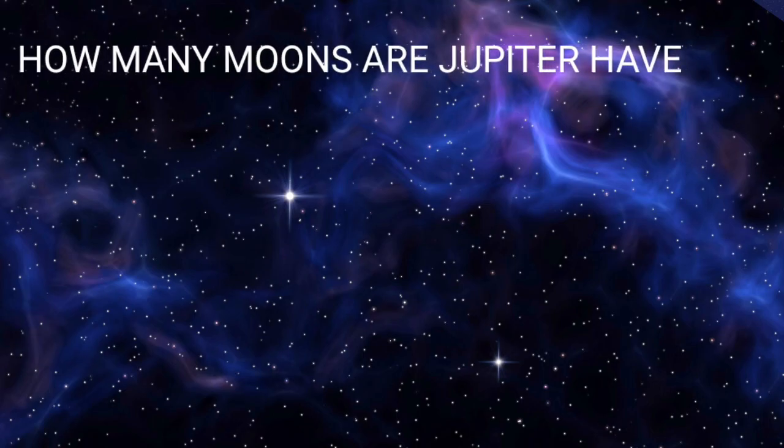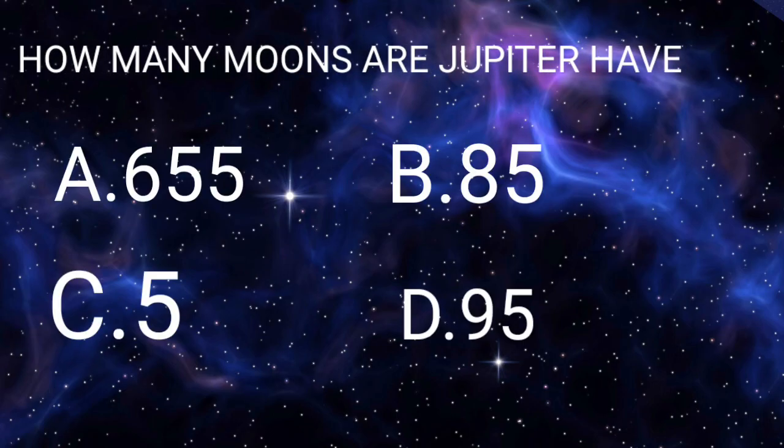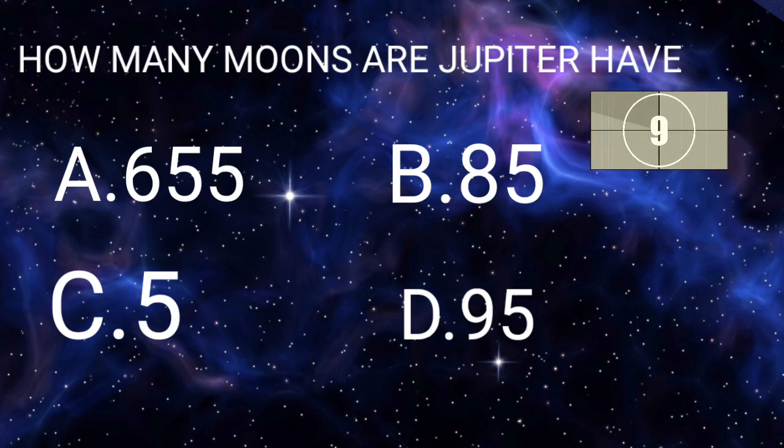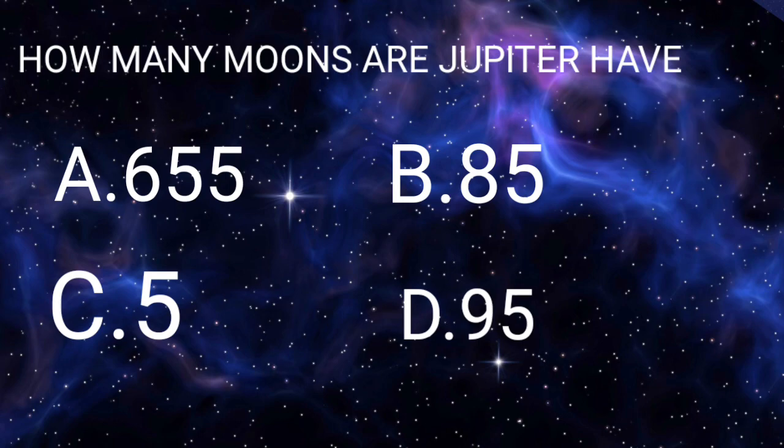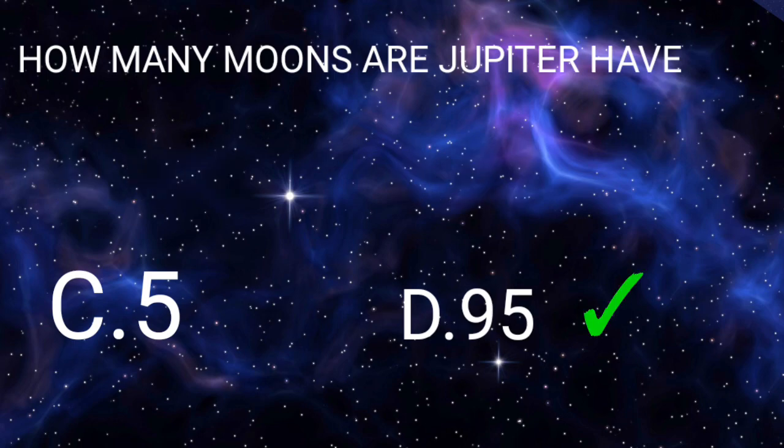How many moons does Jupiter have? You have 10 seconds. The correct answer is option D.